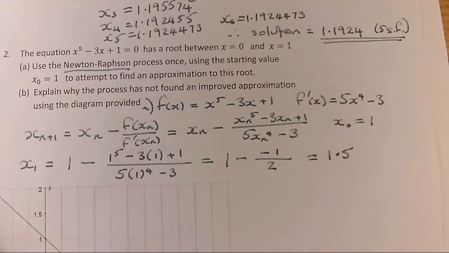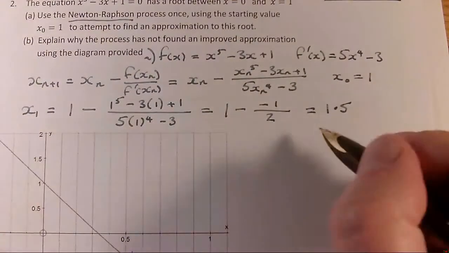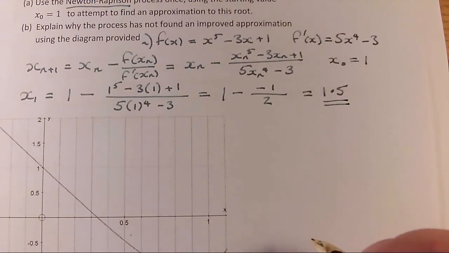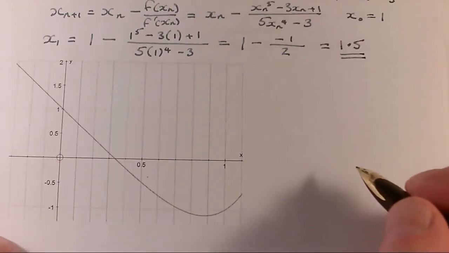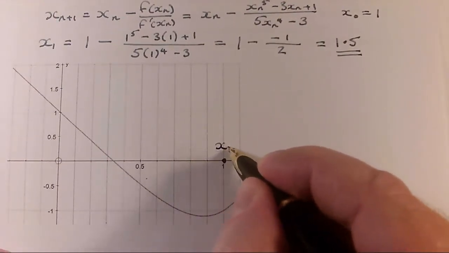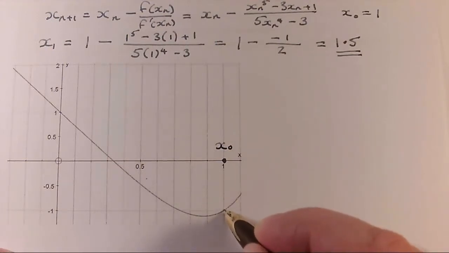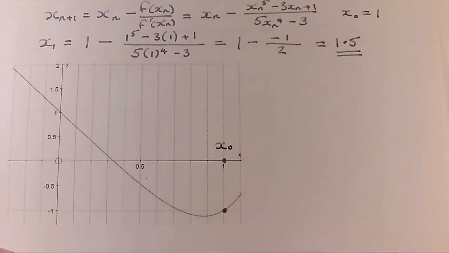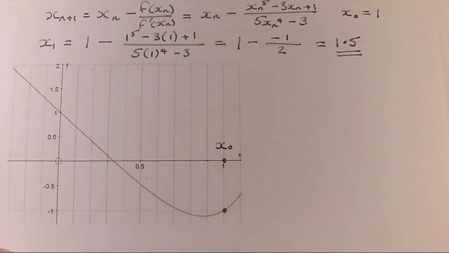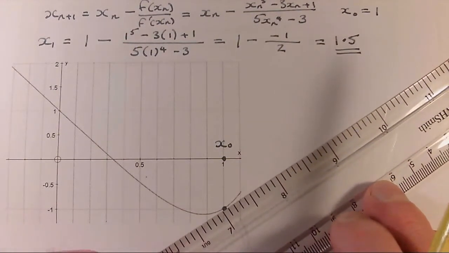And we're asked to explain what's going on using the graph. I'm going to double underline this because that is my improvement, or my supposed improvement. So what's happened on the graph? Well, remember the way Newton-Raphson works is it takes your starting value, so here's my x0, which is 1, and it takes the point on the graph corresponding to that starting value, the y value for that, and it draws the tangent. So the tangent to the curve there would look something like this.